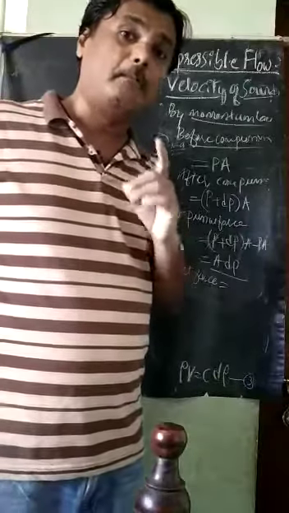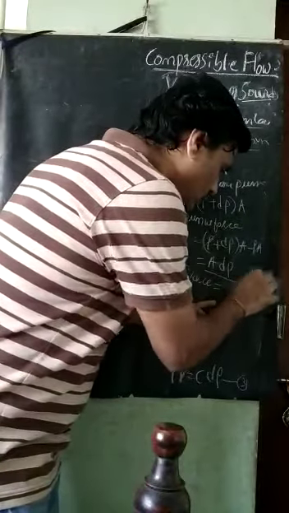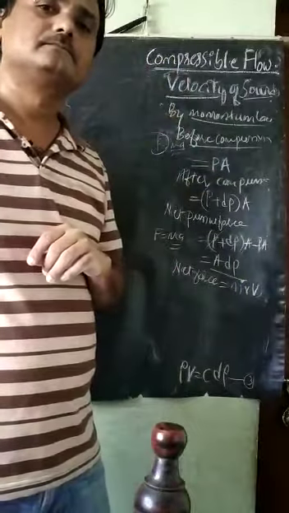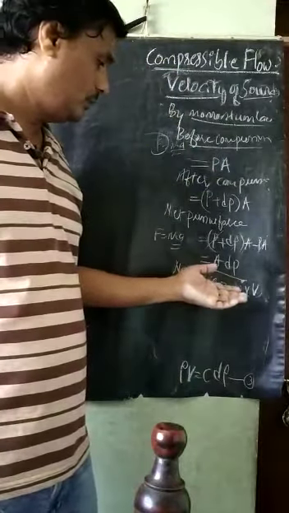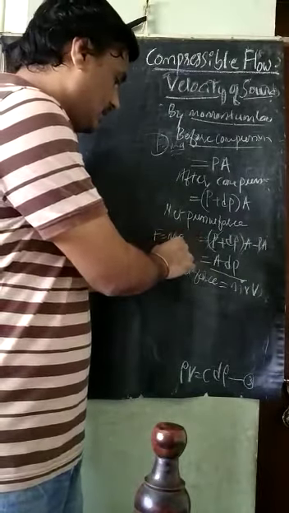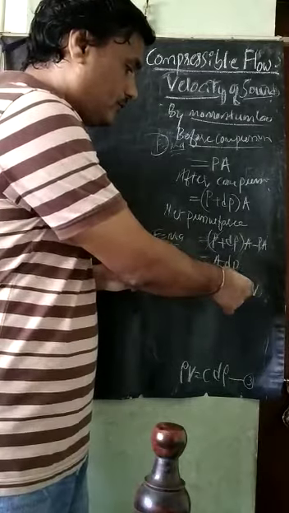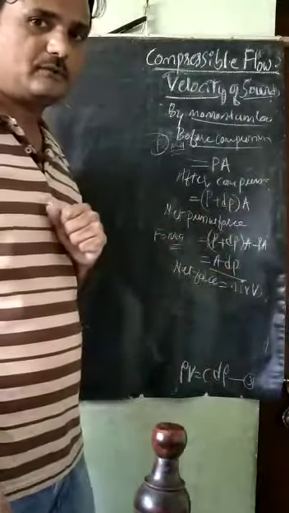That is mass flow rate into the velocity. Okay, mass flow rate into velocity. Mass into acceleration will also give a force here. So mass into acceleration, or else mass flow rate into velocity, both are the same.